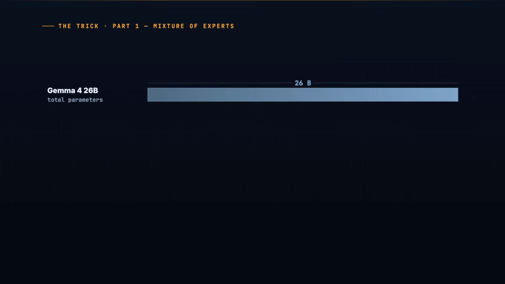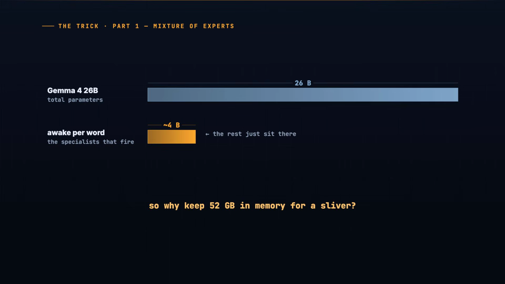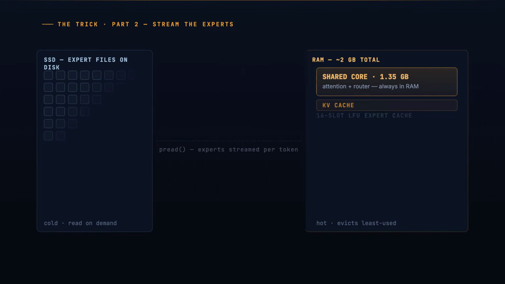The trick starts with the model itself. Gemma 4 26B is a mixture of experts model. Those 26 billion parameters are split into small specialist blocks, and for every single word it generates, only about 4 billion of them actually wake up. The rest just sit there, doing nothing. So the question becomes, why keep 52 gigabytes in memory when you only need a sliver of it at any moment? That's what turbo-fieldfare does.